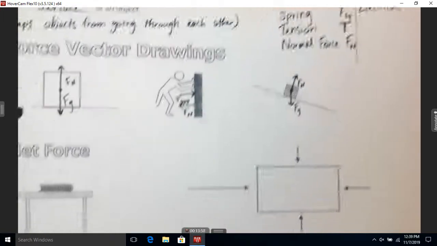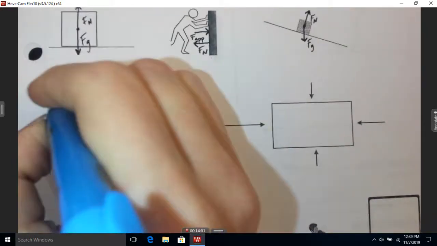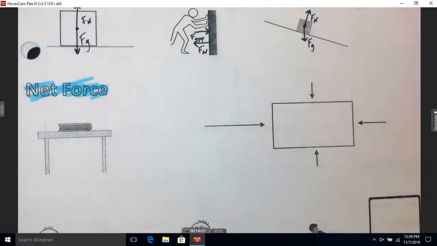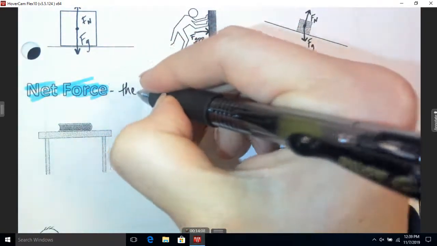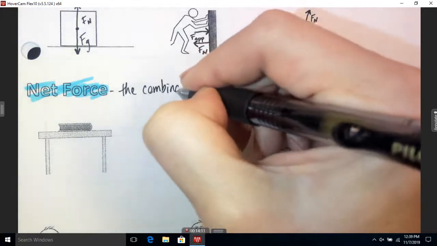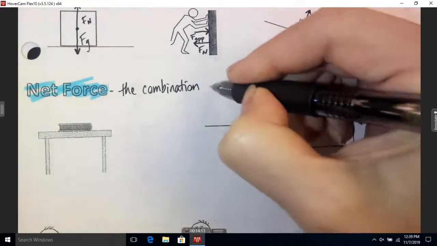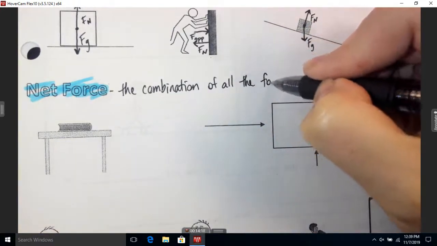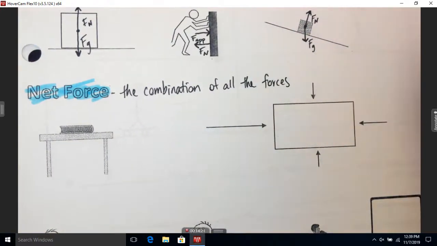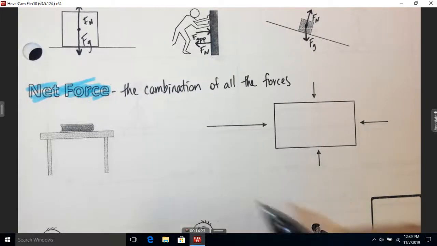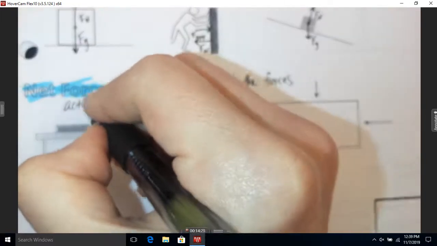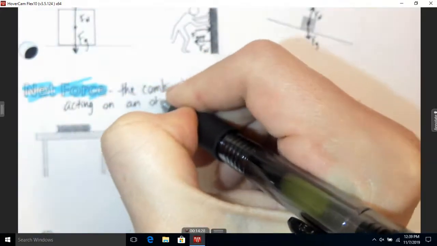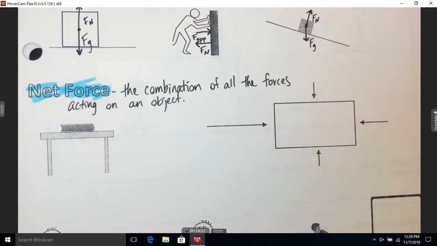Let's add some math to it. Can you add and subtract? Then you can do this. He says no. The combination of all the forces acting on an object. The combination of all the forces acting on an object.